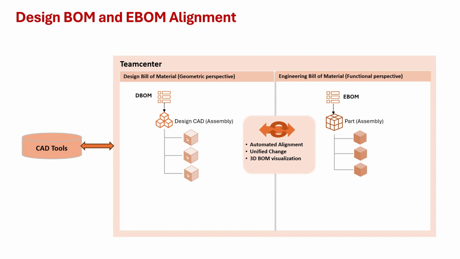So, Design BOM and EBOM alignment. Using Teamcenter, you can automatically generate an engineering BOM from a design BOM. The two BOMs are automatically aligned with each other in Teamcenter. An aligned part shows what the part will look like independent of its usage in the product. So there's automated alignment or guided alignment. You can pick and choose within Teamcenter. You can have unified changes, and you can also have 3D BOM visualization for both these BOMs.